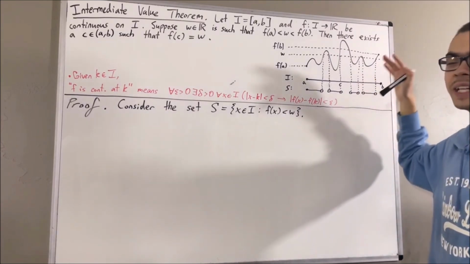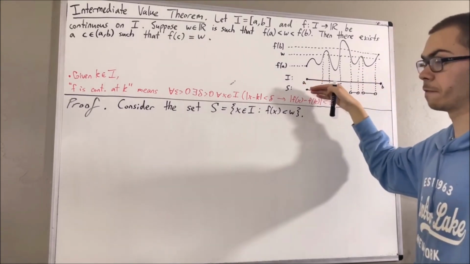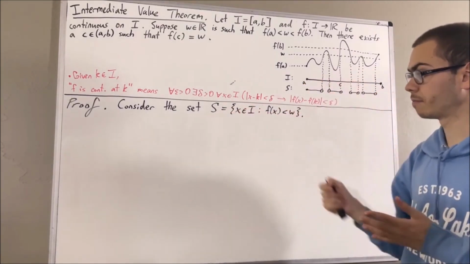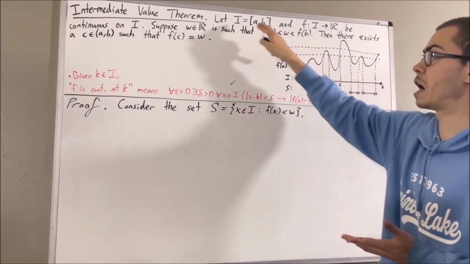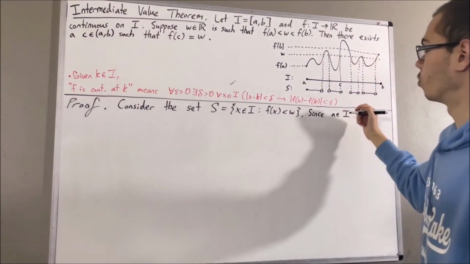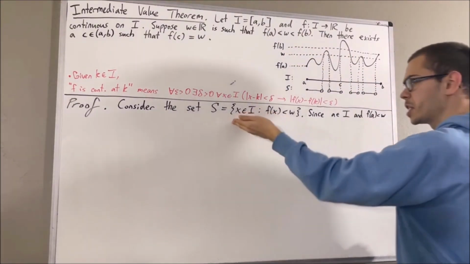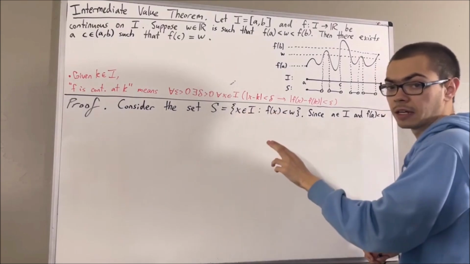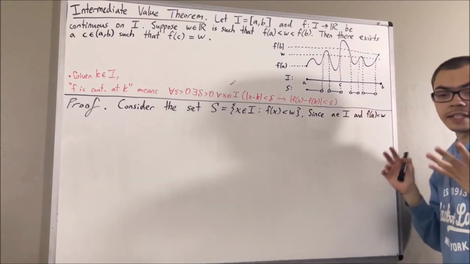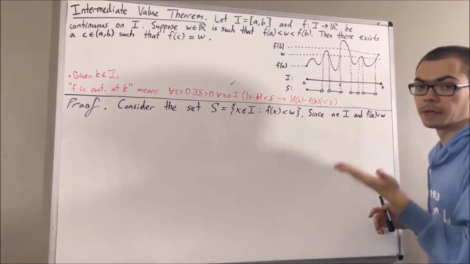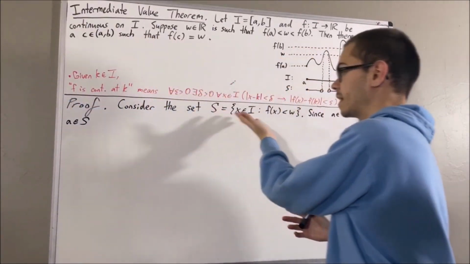Now, we expect S to be non-empty and bounded above. The reason why S is non-empty is because, for example, a is an element of S. To see how a is an element of S, well, first of all, we know that a is an element of I, and we know from our hypothesis f(a) is less than w. So in the definition of S, if we take x to be a, well, a is an element of I, and f(a) is less than w. So a satisfies all the requirements to be an element of S, and therefore a is an element of S, and that tells us S is non-empty.